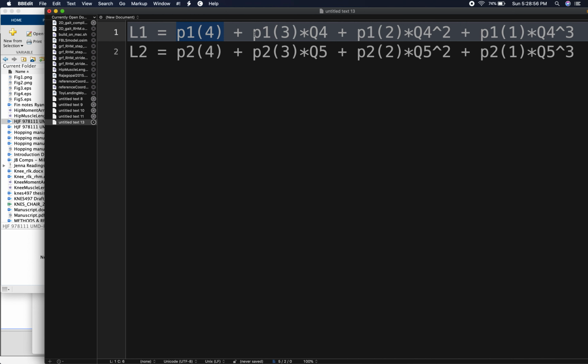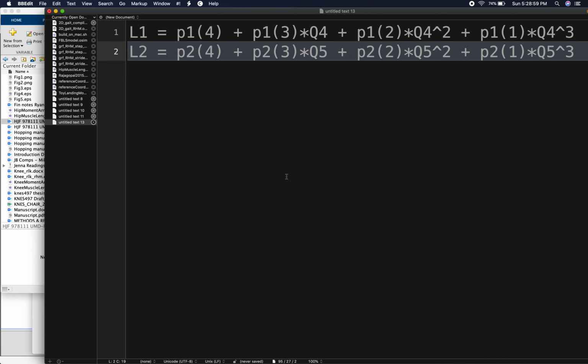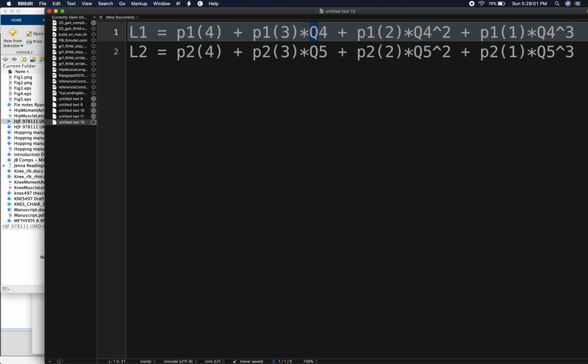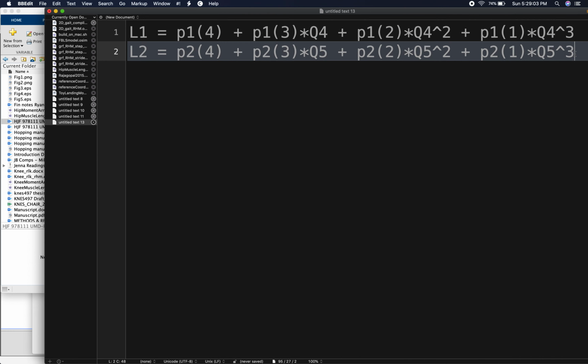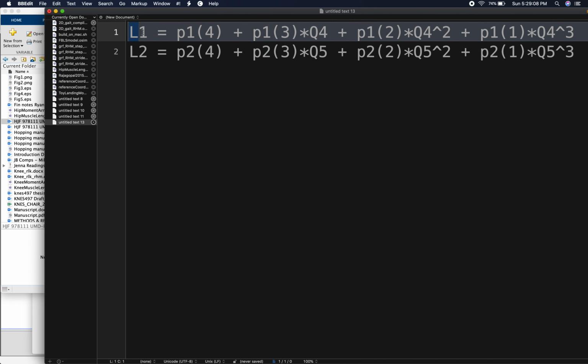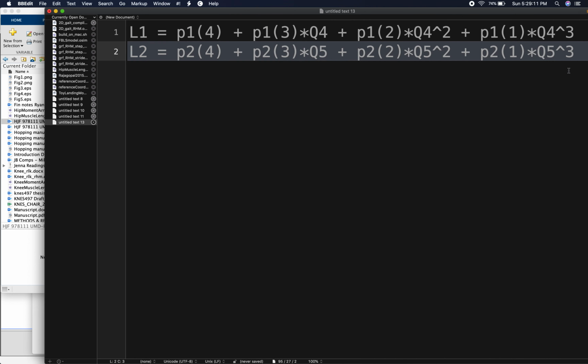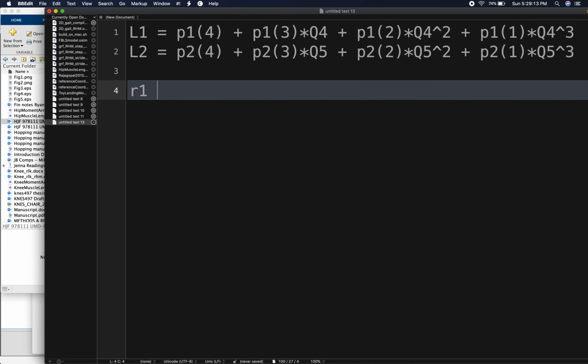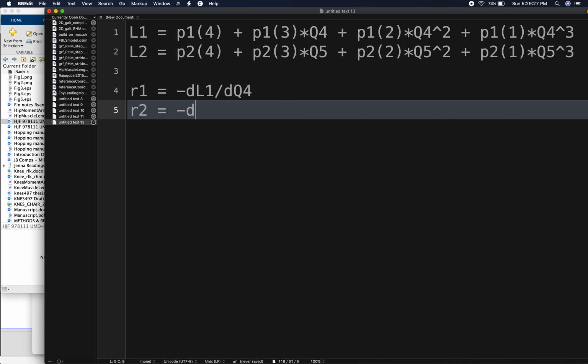Now, these p-values are all constants, and so their values aren't changing as a function of these joint angles. So I can take the derivatives of these functions to get expressions for the moment arms. This first one would be r1 equals negative dl1 over dq4. And this second one, r2, would be negative dl2 over dq5.